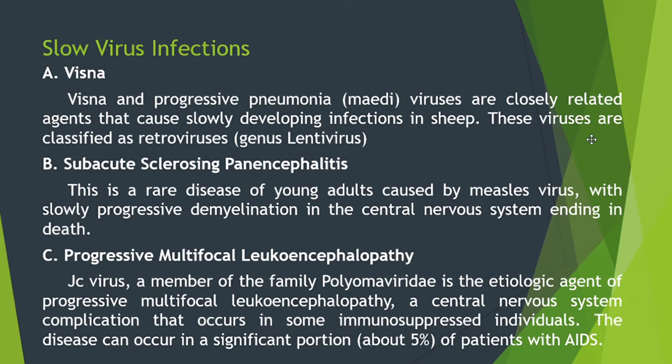Progressive multifocal leukoencephalopathy. JC virus, a member of the family Polyomaviridae, is the etiologic agent of progressive multifocal leukoencephalopathy, a central nervous system complication that occurs in some immunosuppressed individuals. The disease can occur in about 5% of patients with AIDS. So this occurs more especially in those with AIDS. It is one of the reasons why, although we have good medicine, you still have deaths from AIDS.